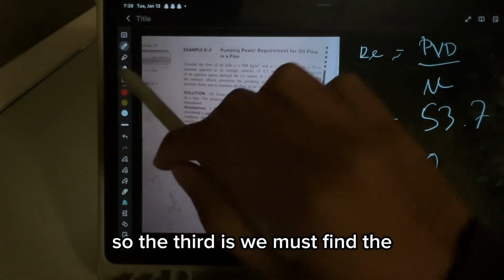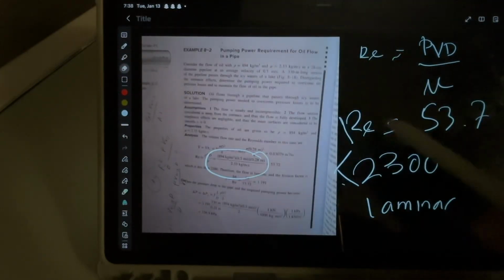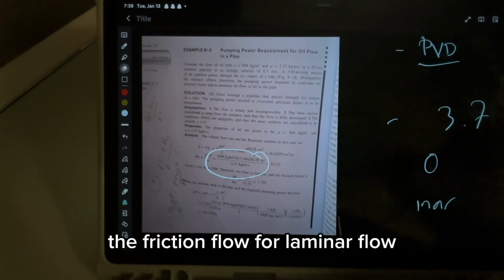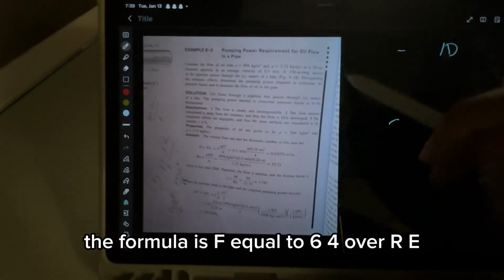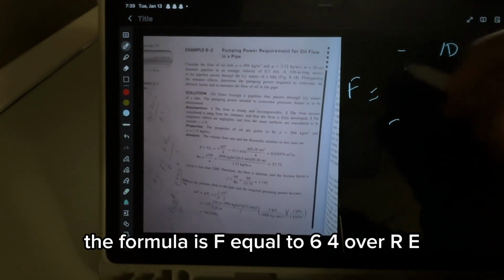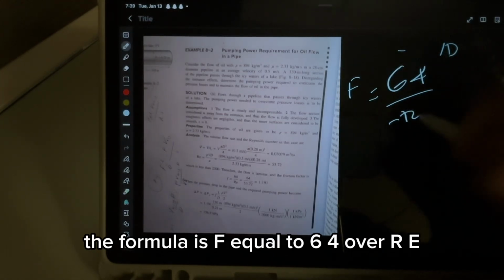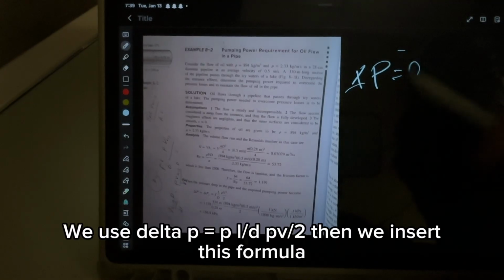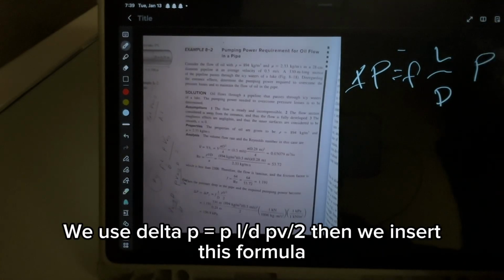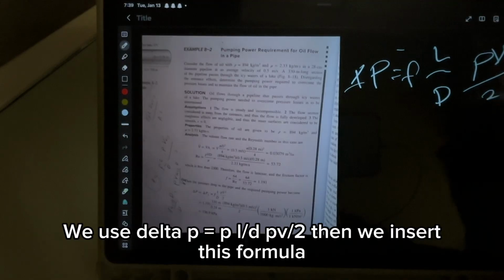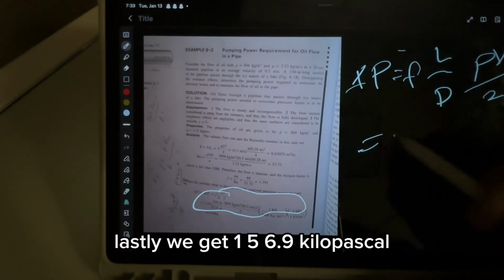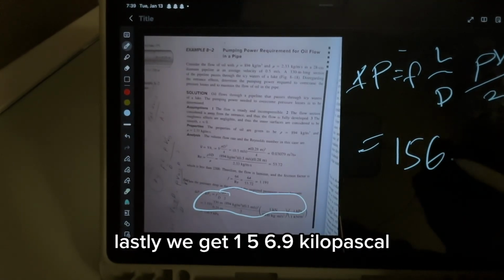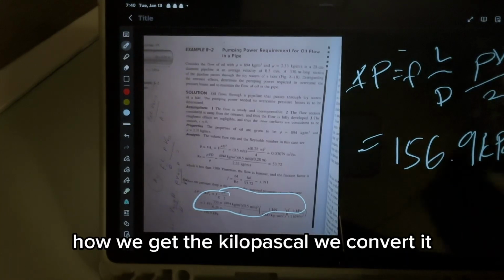So the third step is we must find the friction factor. For laminar flow, the formula is f equals 64 over Re. And lastly we get f equal to the value. Then the pressure drop is delta P equals f L over D times rho V squared over 2. Inserting the values, lastly we get 156.9 kilopascal.